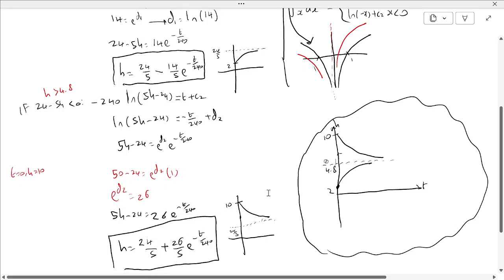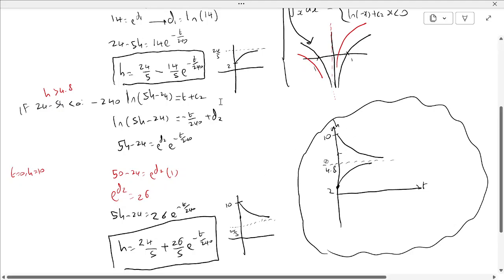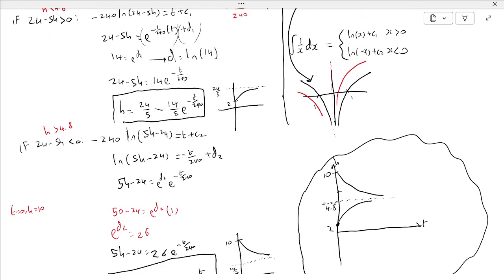Again, do not need to worry about this. This is just for your own interest. But I hope that kind of shows what I was talking about. You can always do this when you integrate with log. There's always going to be two possibilities depending on the sign of what's inside that logarithm. So, yeah, that should clear it up.